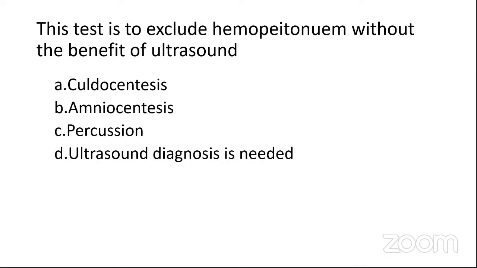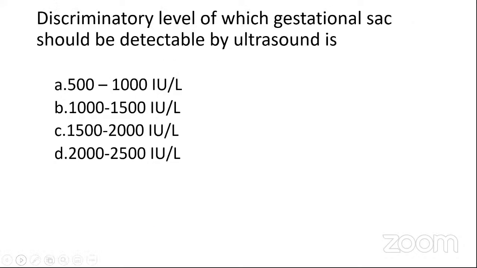Culdocentesis, Doc. We'll go back to that later. So, discriminatory level of gestational sac should be detectable by ultrasound. I know these values vary from book to book, but in general, what is the range that we use?